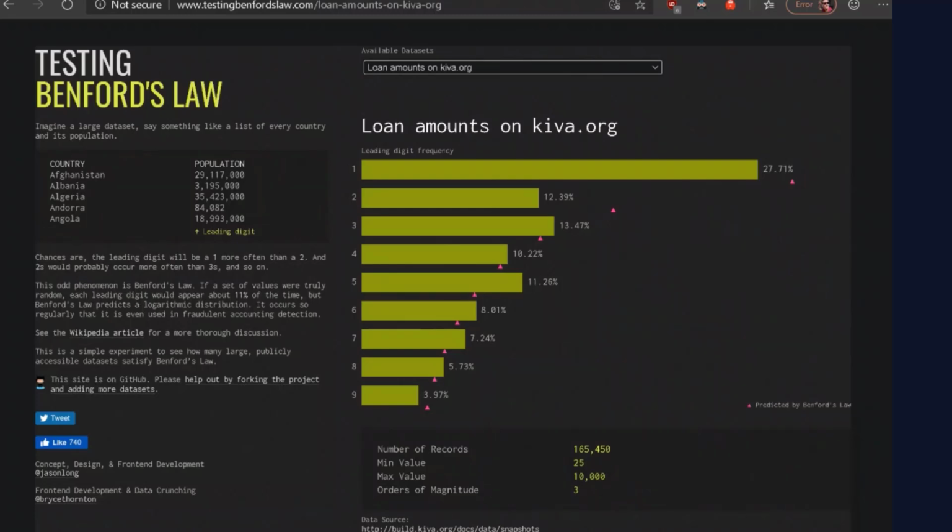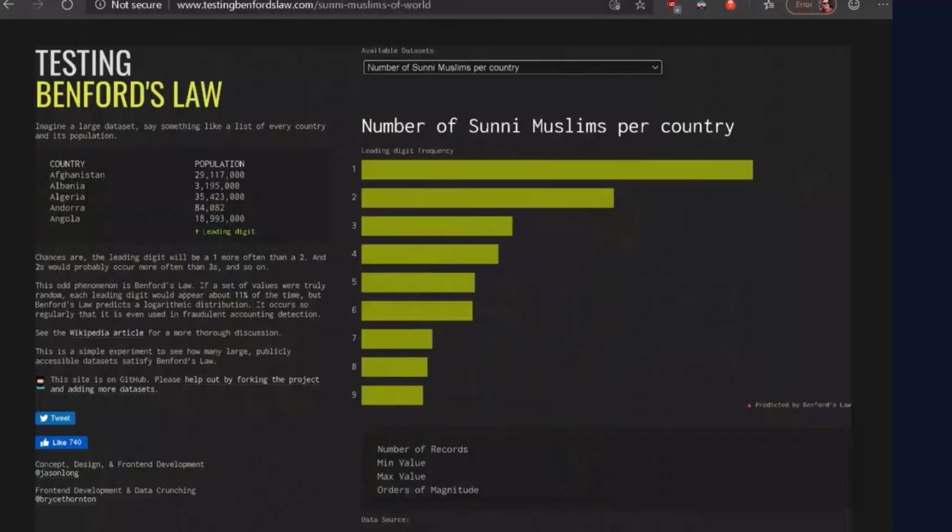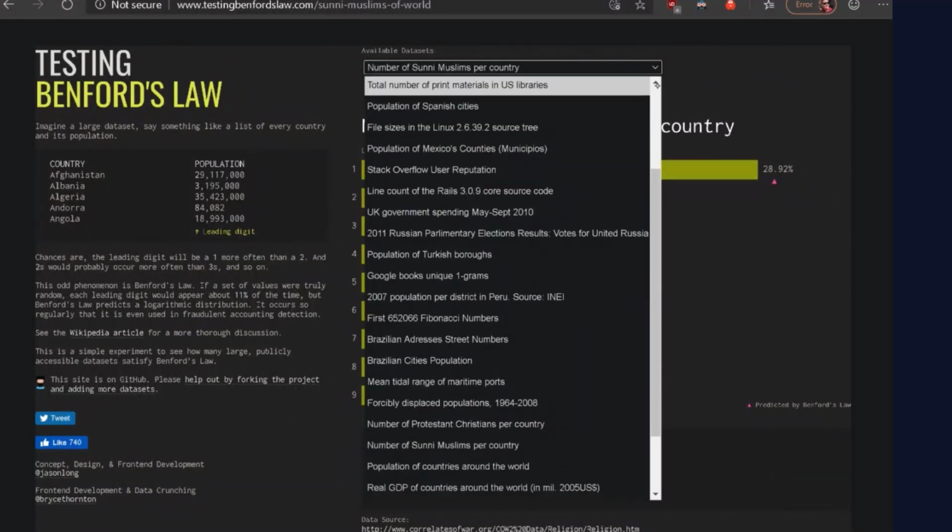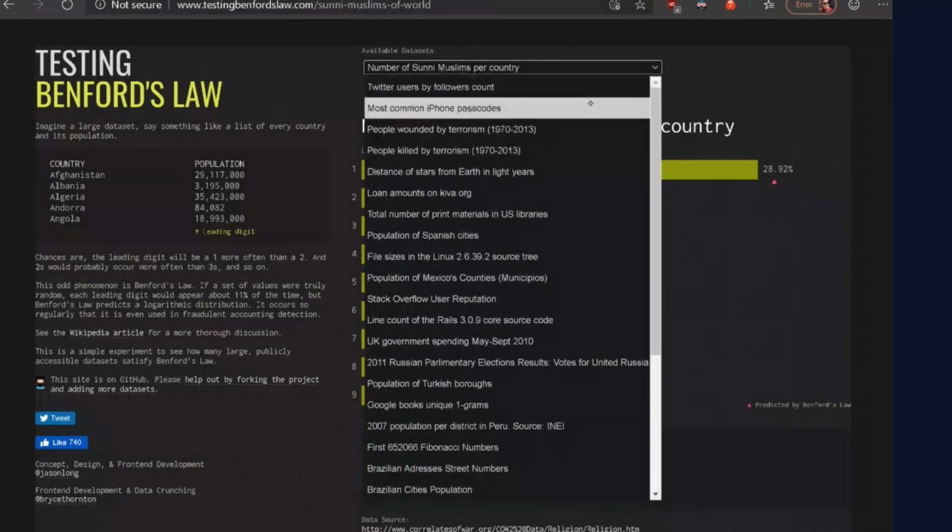These are loan amounts. Notice that the 5 pops out. It's much higher than the predicted value. These people, I guess, are more likely to request $500 as opposed to $400 in a loan, right? It's a nice round number. Number of Sunni Muslims per country. Another interesting one that doesn't follow this pattern.